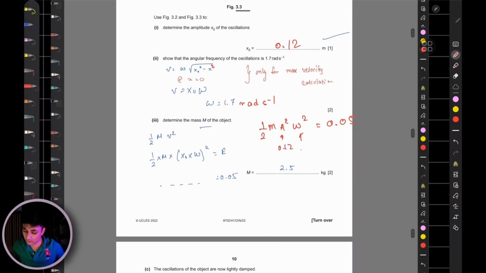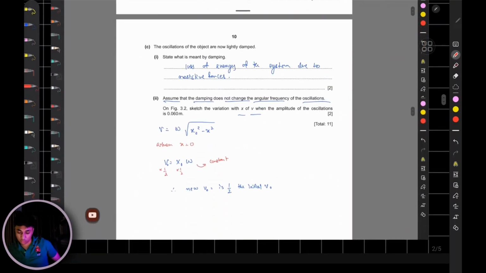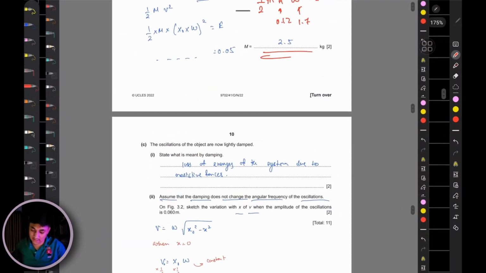What is your omega? 1.7. Now make mass the subject and your final answer turns out to be 2.5 kg. Great. Now moving on to part C, what is it saying? The oscillations of the object are now lightly damped.